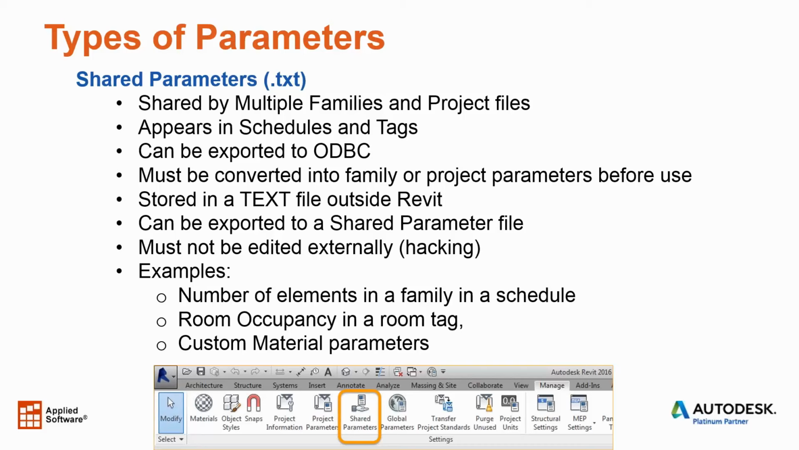An example of a shared parameter would be the number of elements in a family in a schedule, such as number of shelves in a casework family, room occupancy in a room tag, and custom materials parameters, such as those that relate to COBie and SPIE parameters.